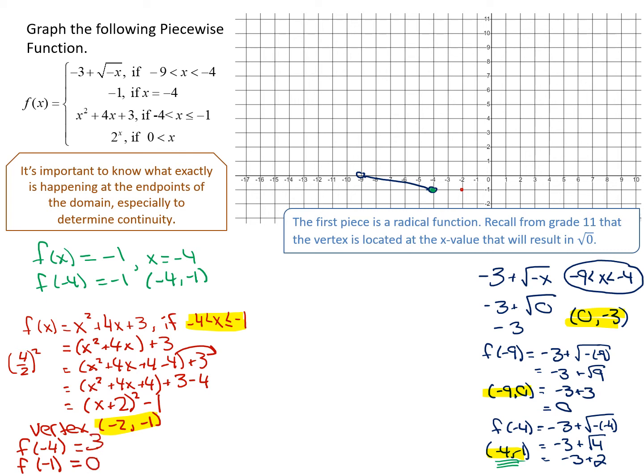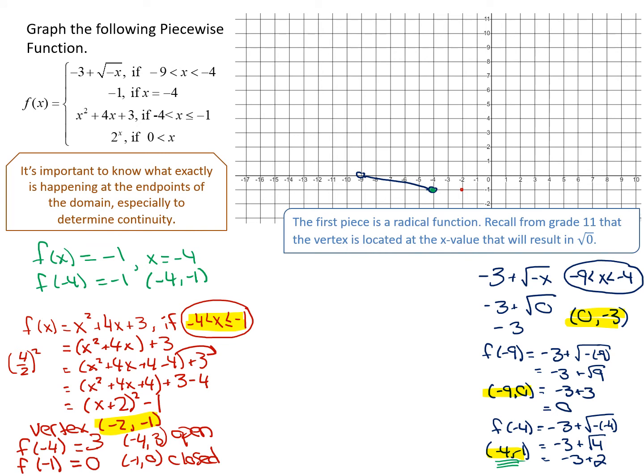So calculate those. All right, so we've got our values here. We've got -4, 3, and we've got -1, 0. I'm going to put those on my graph, but am I going to put an open circle or a closed circle? So looking back up at our domain for this piece, the -4 is going to be an open circle, but the -1 is going to be a closed circle.